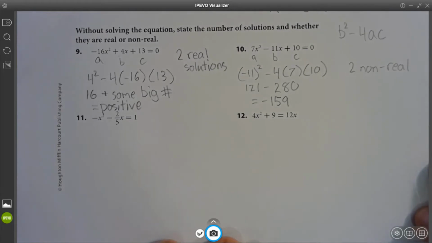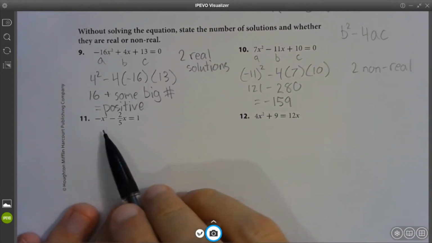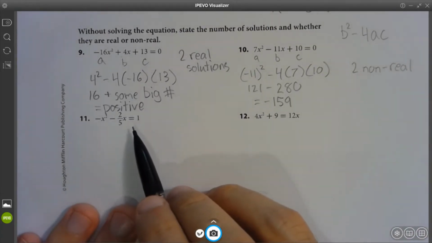Okay, number 11. This one is not set up properly. It's not set up for the quadratic formula.